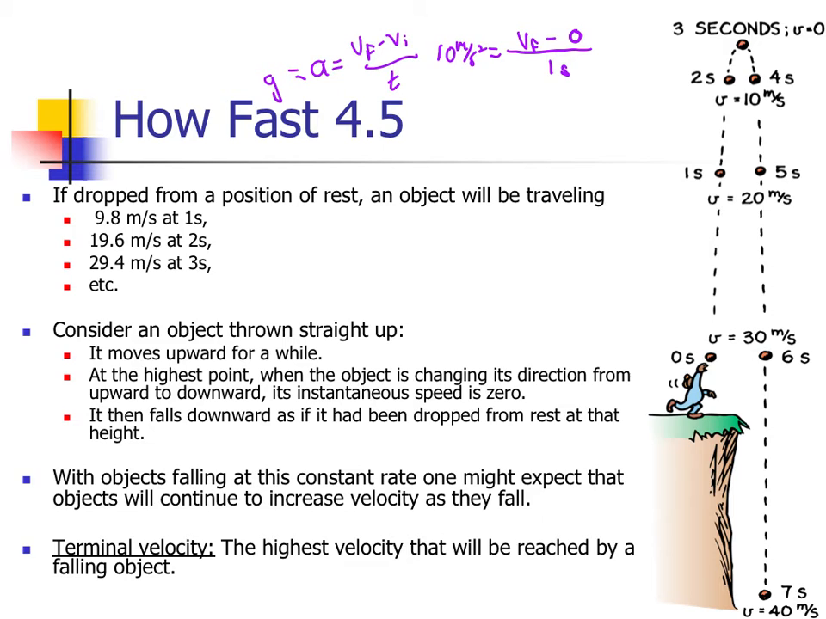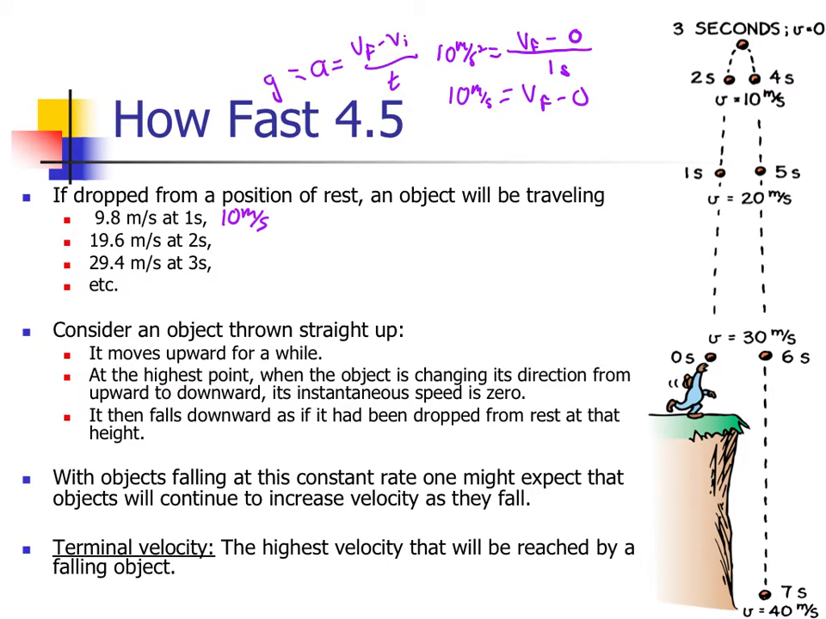Now, I would need to solve for v sub f. Well, that means I need to multiply both sides by 1 so that I would have 10 meters per second. That would be equal to v sub f minus 0, which then gives us the answer of 10 meters per second. Or if we use the more accurate value of 9.8 meters per second. But 10 meters per second will work just fine.